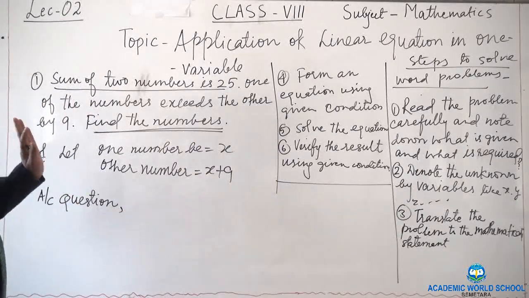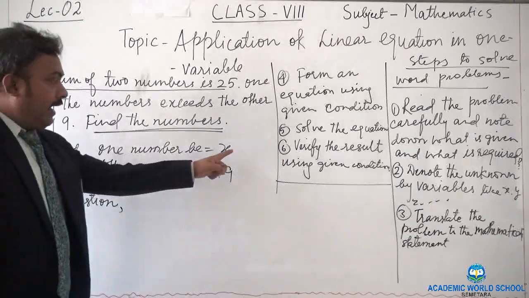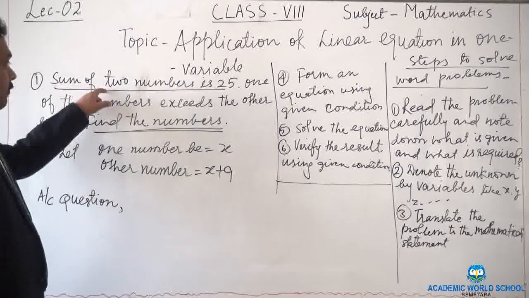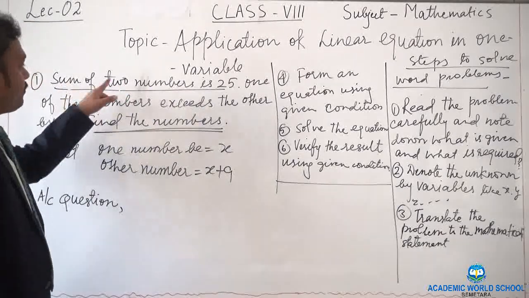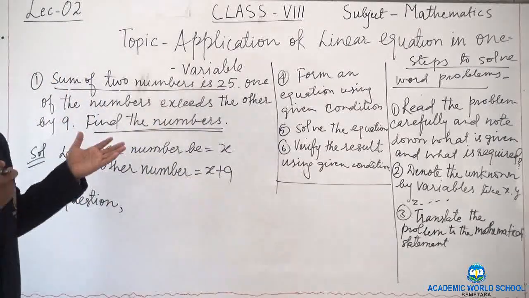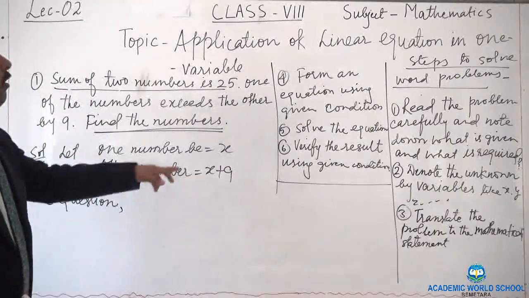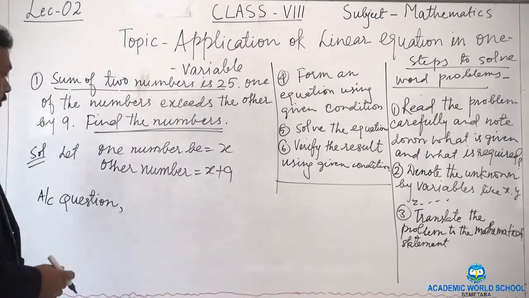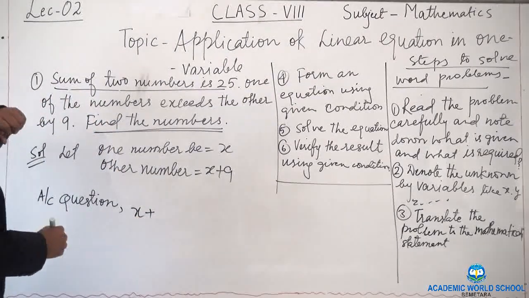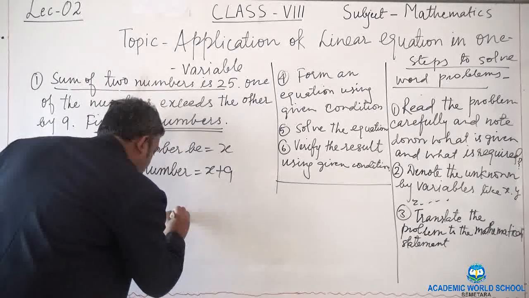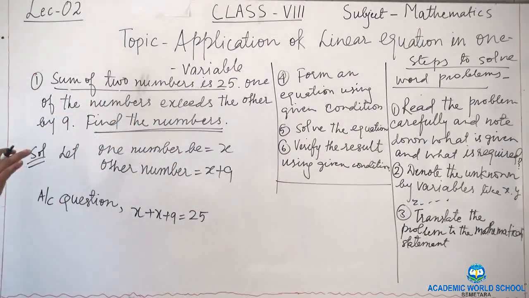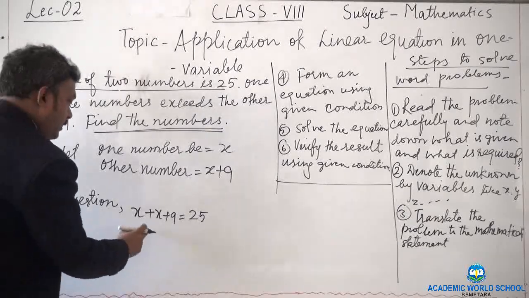So according to question, x and x plus 9, sum of two numbers, right? Sum of two numbers means one number is x, another is x plus 9. Sum means if we add them, we will get 25. So let's add them. So x plus x plus 9 will be equal to 25.